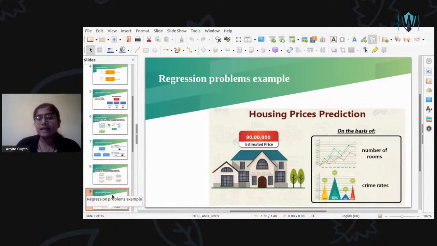Okay, so here is a very classic example of regression problems. As I told you, in regression problems we need to predict the value of a continuous variable.